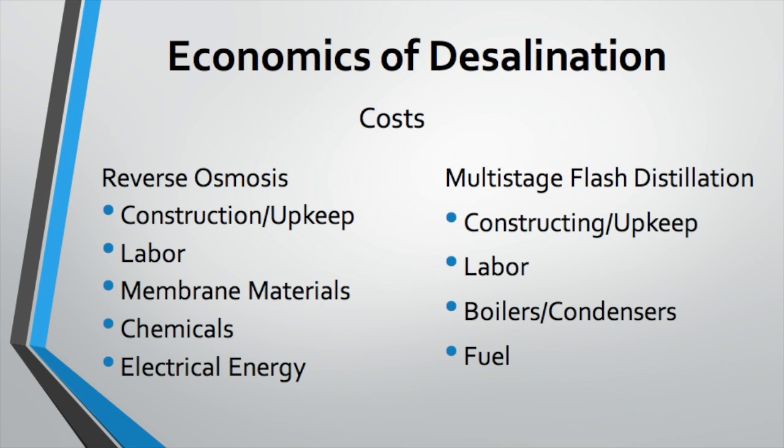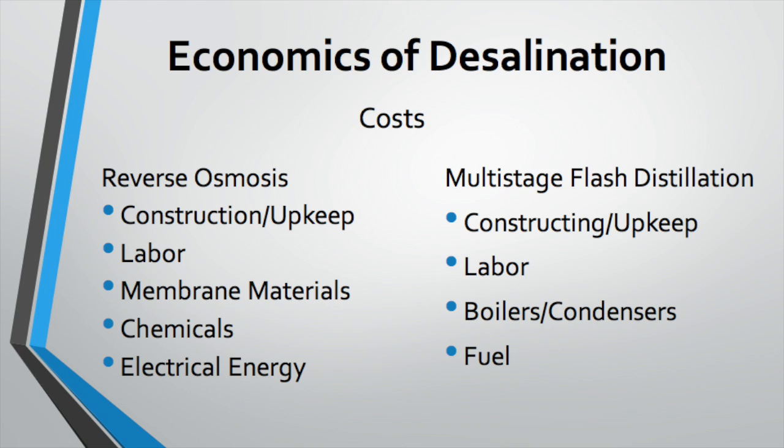Reverse osmosis plants require membranes. What kind of membranes used can change. Either way, these membranes are sensitive to the feed water solution's pH, oxidizing agents, and bacteria, so chemicals are needed to be added to treat the feed water. Lastly, in order to overcome osmotic pressure, energy is needed in the form of electricity.